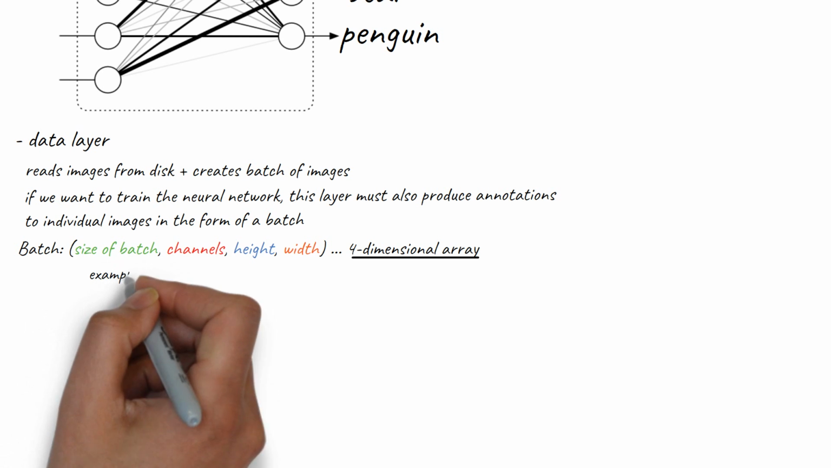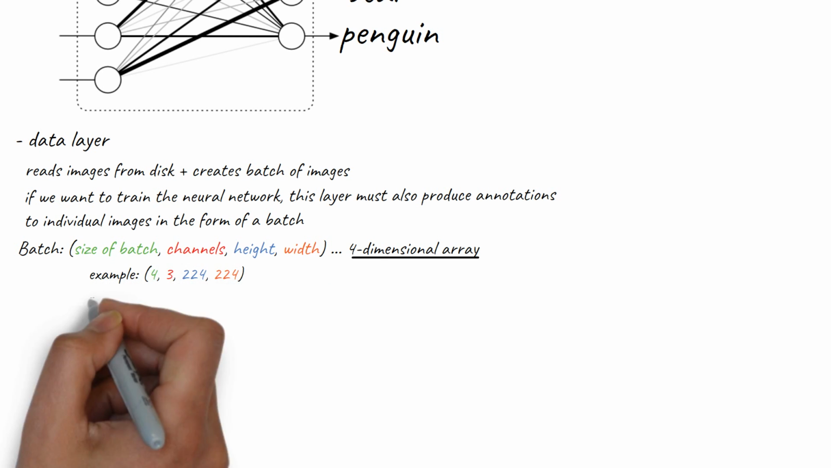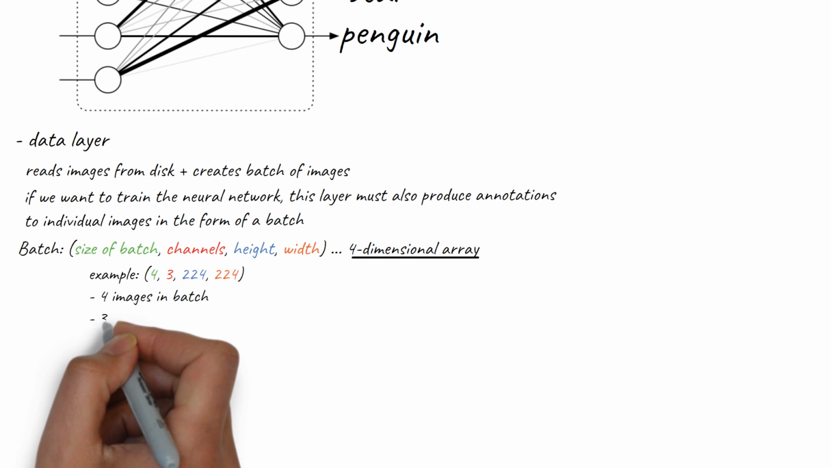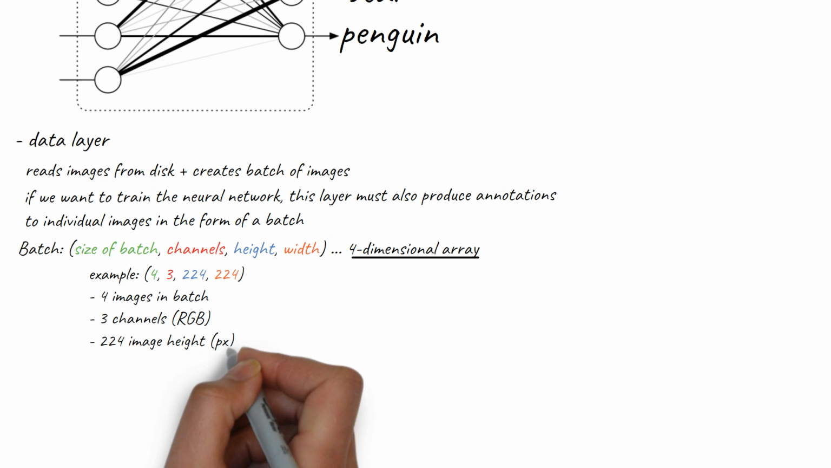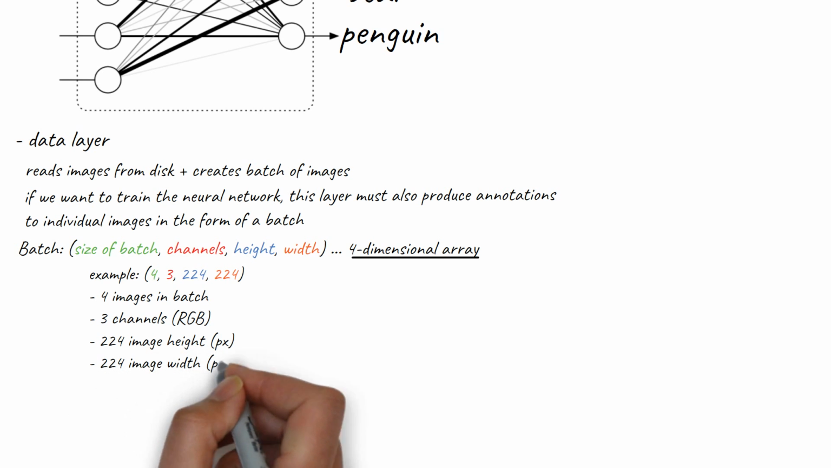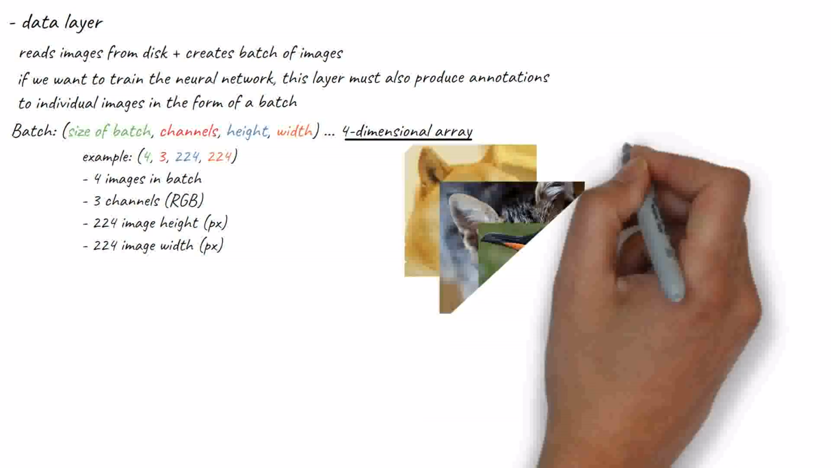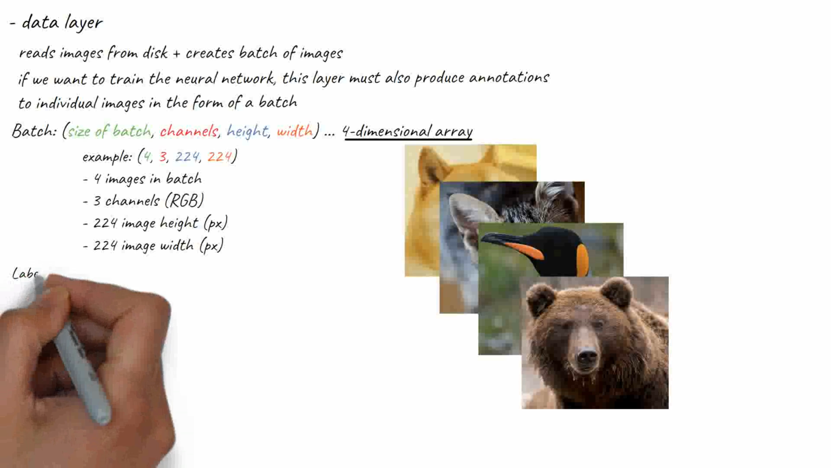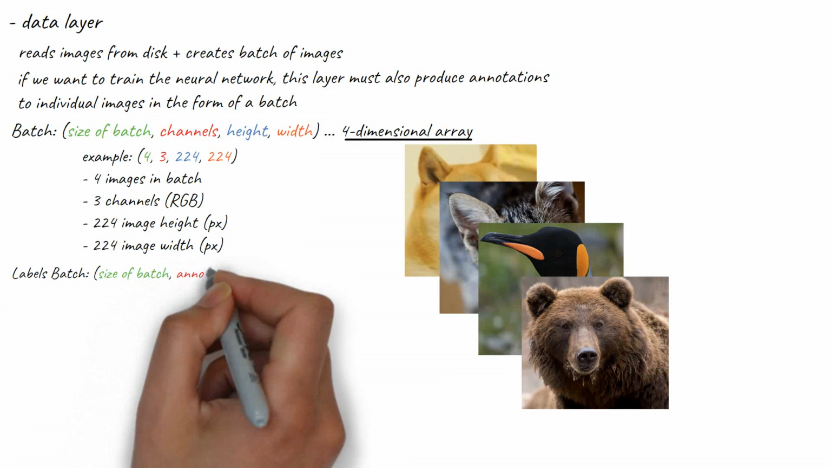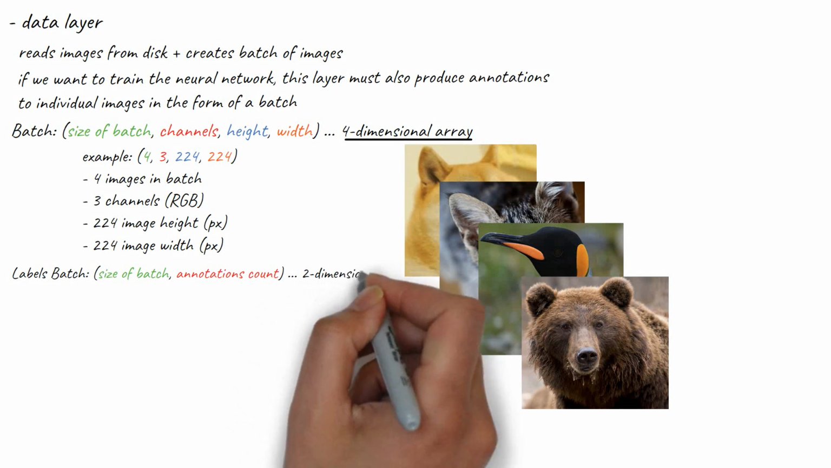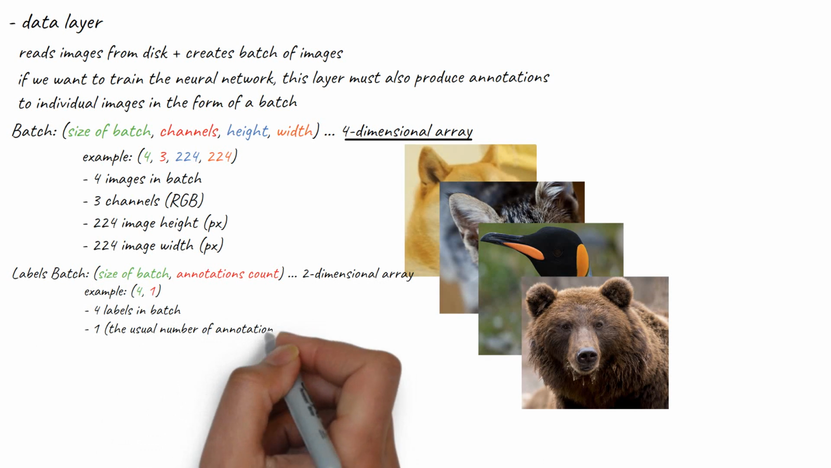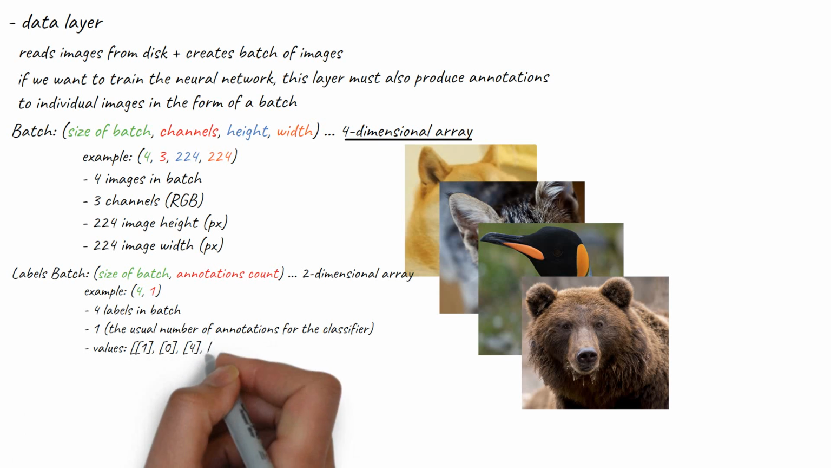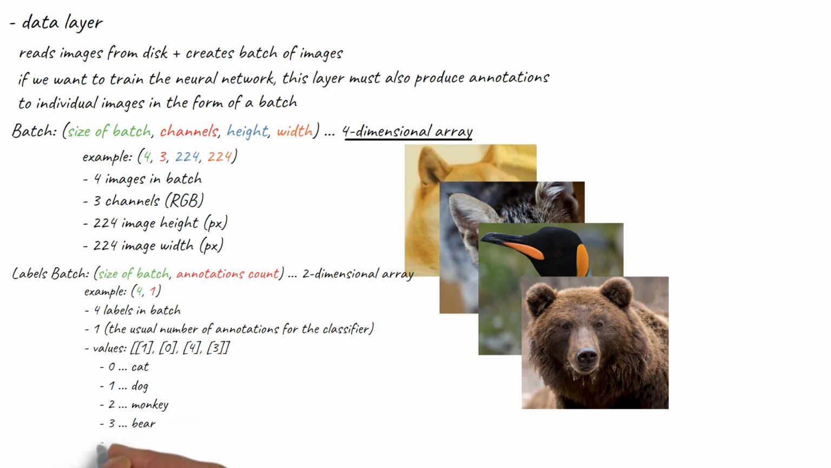Here is a small example. We want to insert 4 images into the network at the same time. The images are colored with 3 224 by 224 channels. The label or annotation batch for classification has only 2 dimensions. In the example, we have 4 annotations. It could be these values. Each number represents one species of an animal.